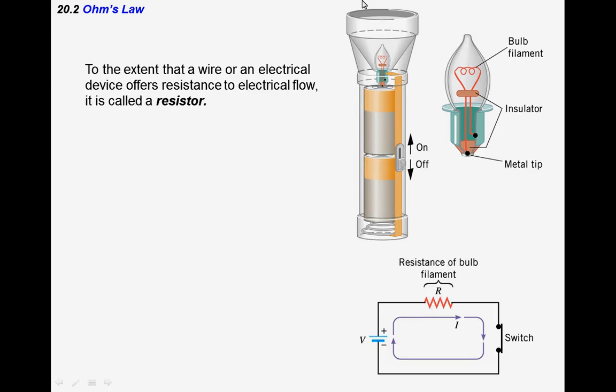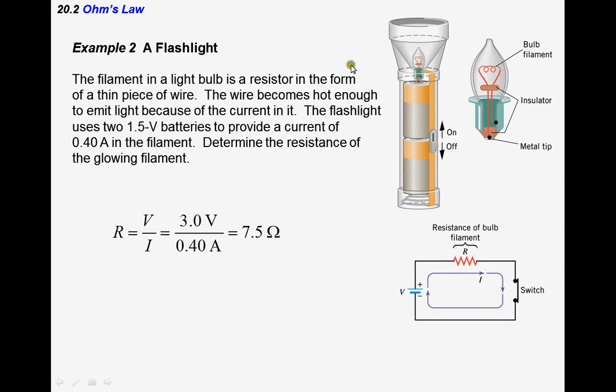To the extent that a wire or an electrical device offers resistance to electrical flow, we call that a resistor. So the light bulb is a resistor. The other wires involved have very low resistance. We call those conductors, and we don't factor them into Ohm's law. We assume they have 0 resistance relative to our resistor in our circuit.